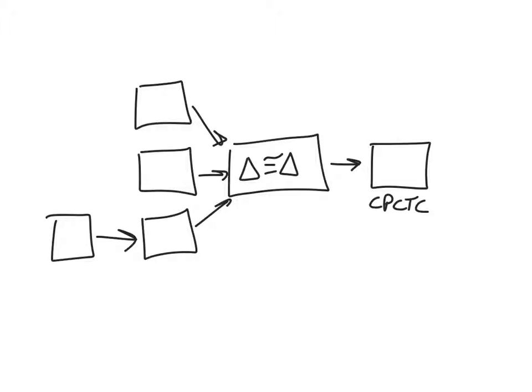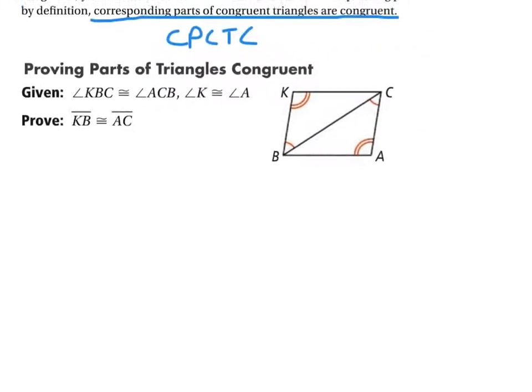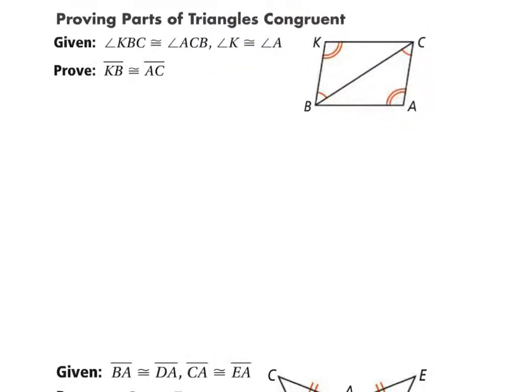Our final reason of the proofs we're doing today is going to be CPCTC. Because we're going to show first that triangles are congruent, then we can show whatever line segment or pair of angles are congruent because there have to be corresponding parts. So we're adding that one extra step to the end of a proof. Let's see what that looks like. So we want to show that triangles are congruent.